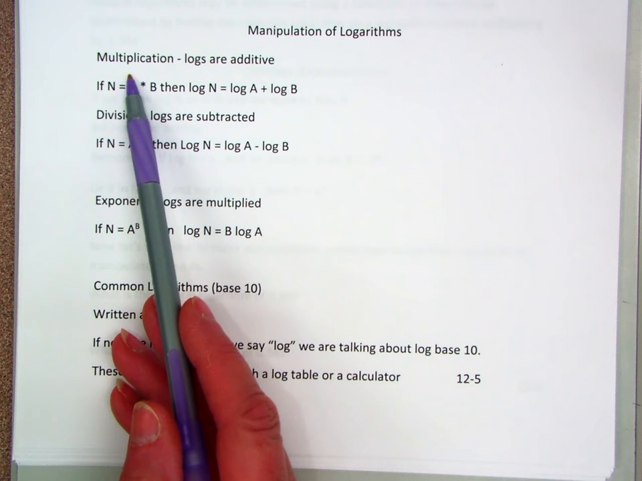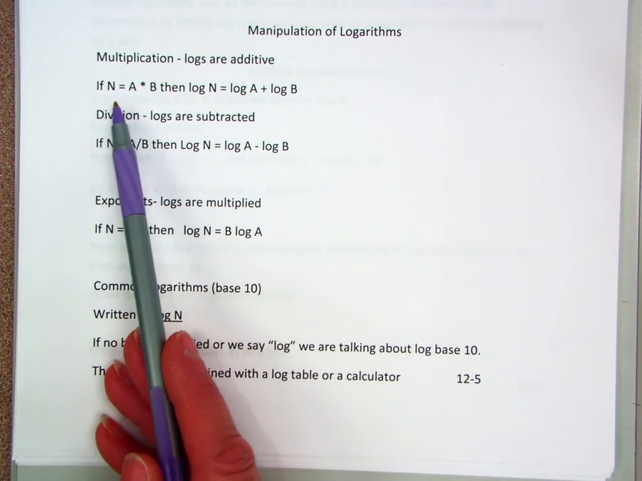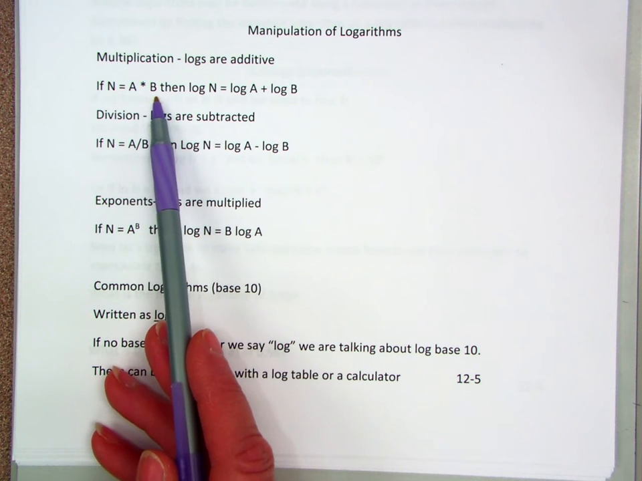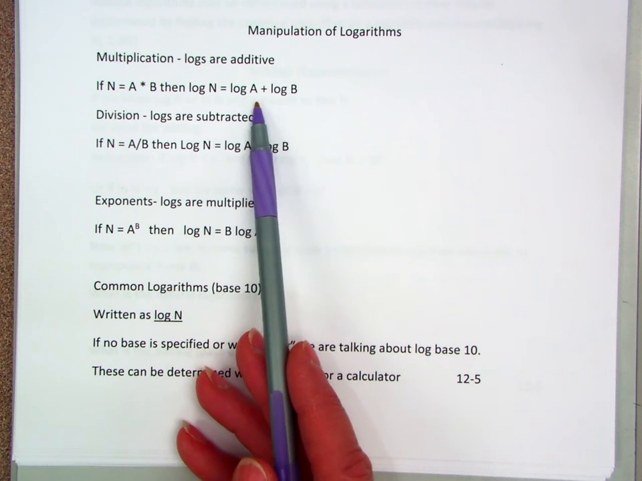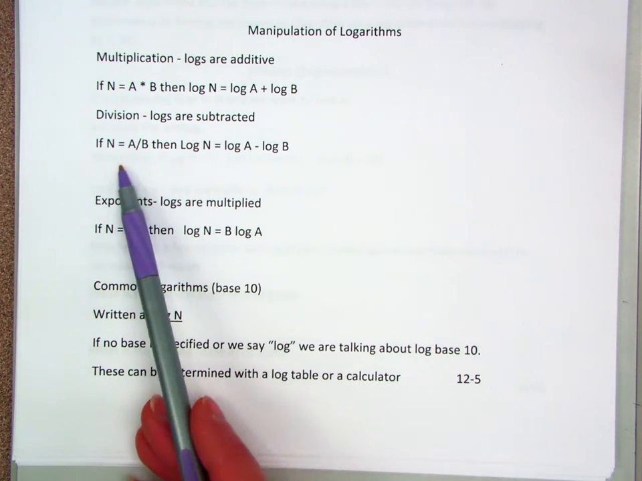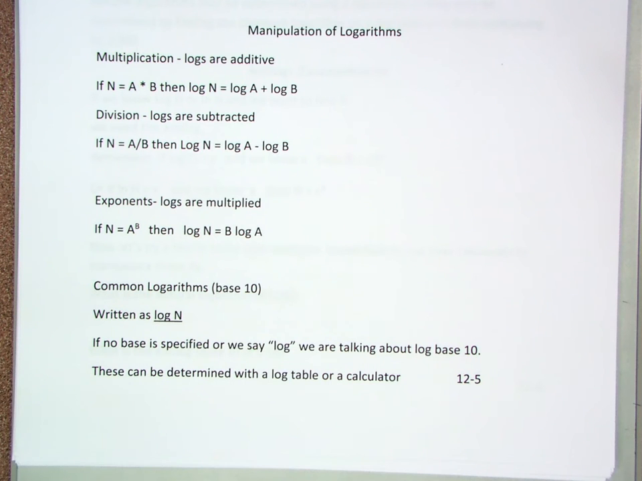So remember, in multiplication, logs are additive. If n is defined as a times b, then the log of n is the log of a plus the log of b. If n is defined as a divided by b, then the log of n is equal to the log of a minus the log of b. How many of you are used to separating logs to do your math and you're comfortable doing that?